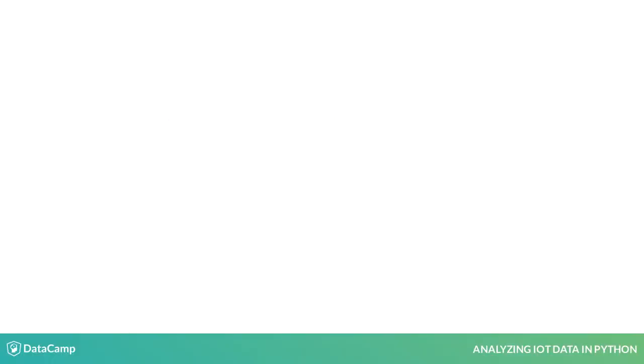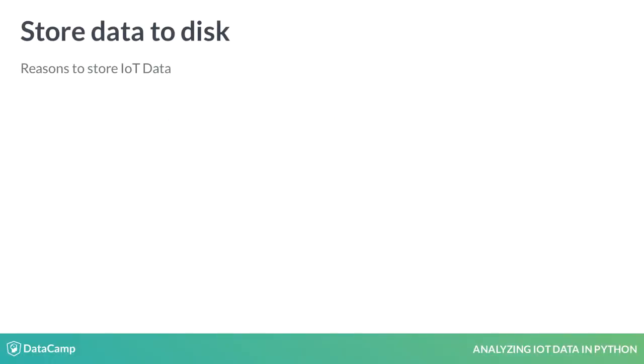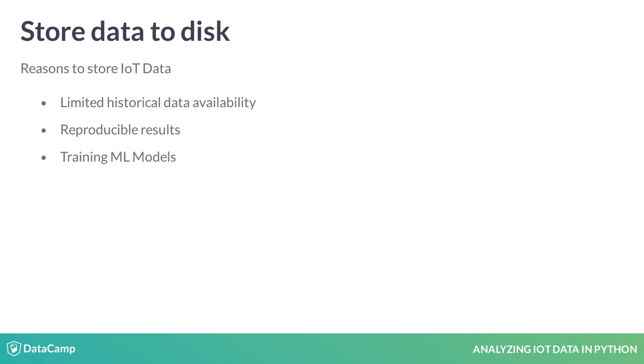Welcome back. After having acquired the data, we should store the data to disk for further analysis. This is common practice, since not all IoT data sources give us unlimited historical data, but also because we want reproducible results for our analysis. One premise for this is to have the same data available for multiple runs. If we want to train a machine learning model, we want to keep as much historic data as possible to achieve better results, so having access to historic data is key.